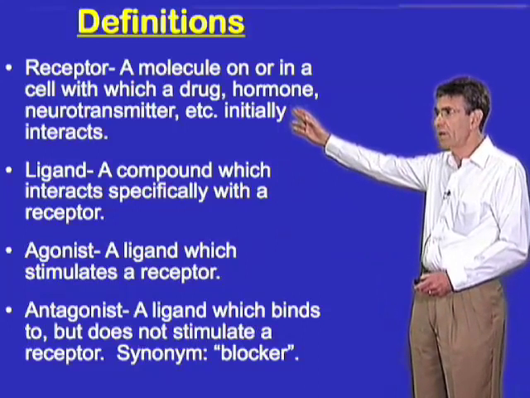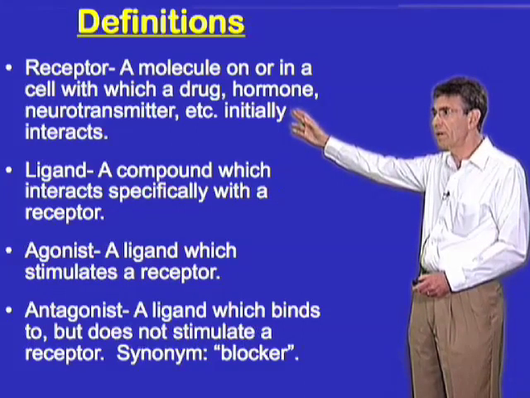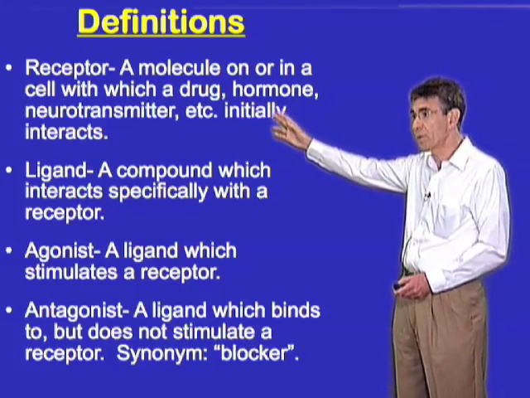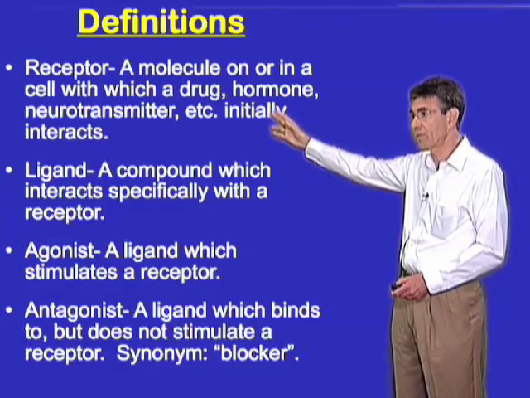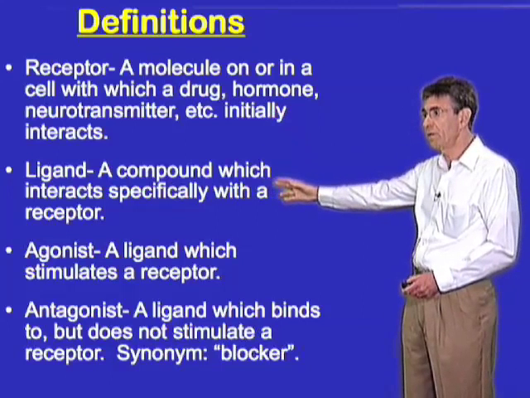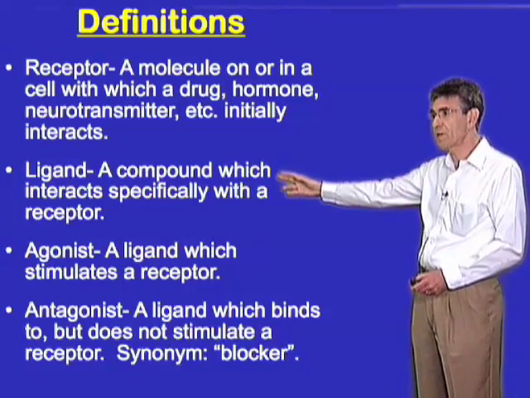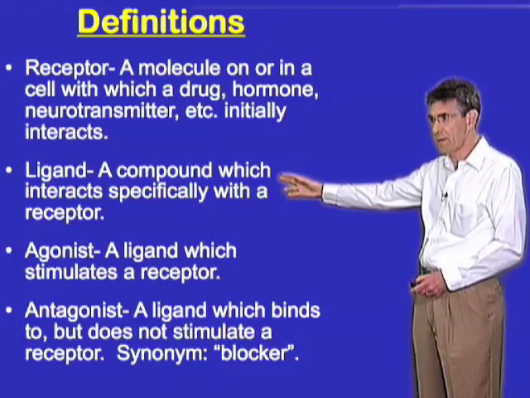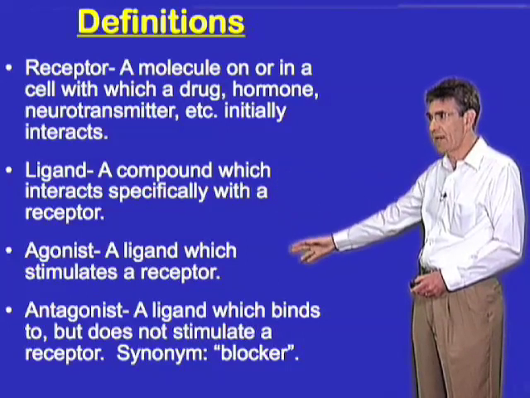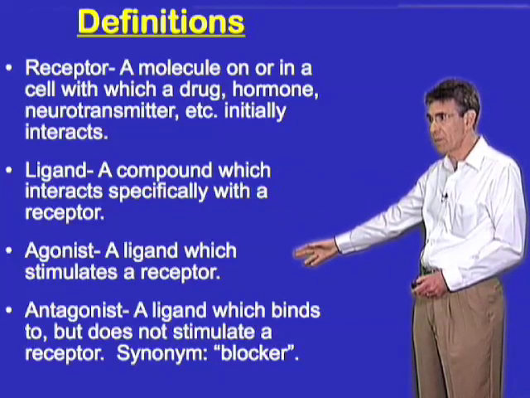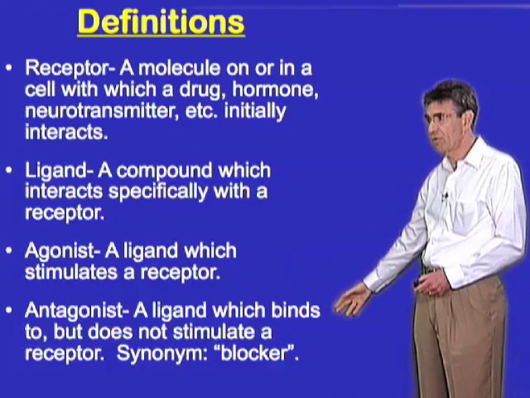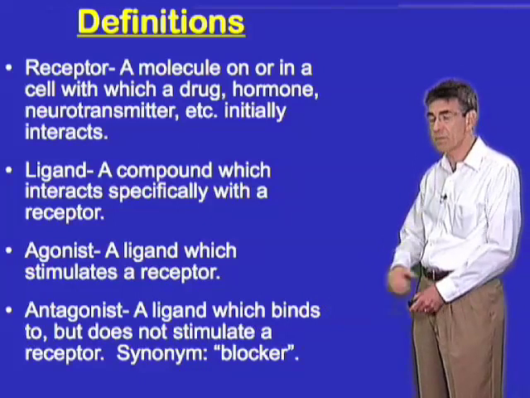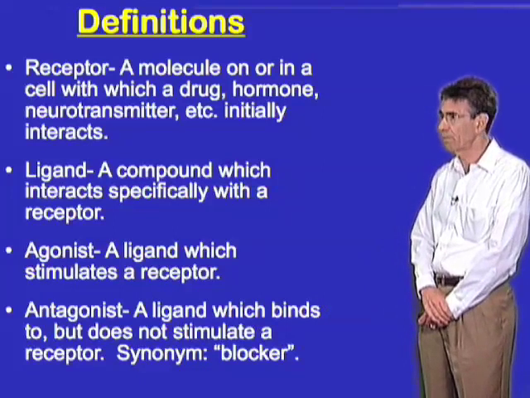A receptor is a molecule on or in a cell with which a drug or hormone or a neurotransmitter initially interacts. A ligand is a compound which interacts specifically with the receptor. There are two main types of ligands: agonists, which stimulate the receptor, and antagonists, which bind to but do not stimulate the receptor. They're sometimes known as blockers.